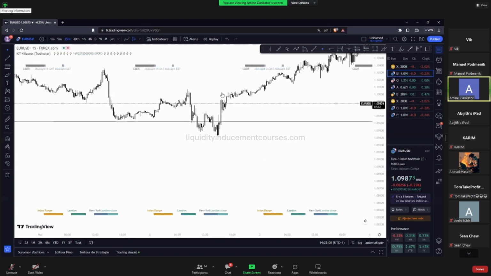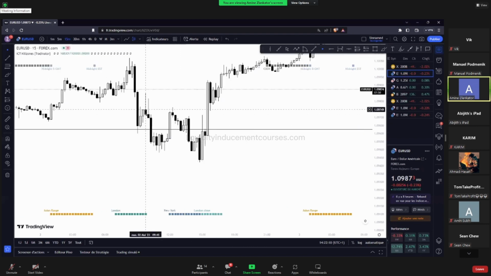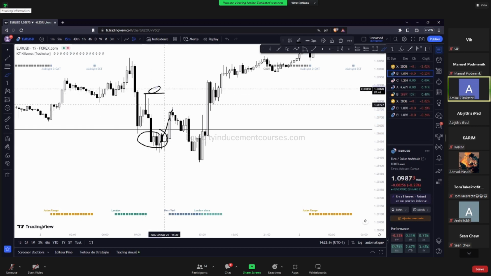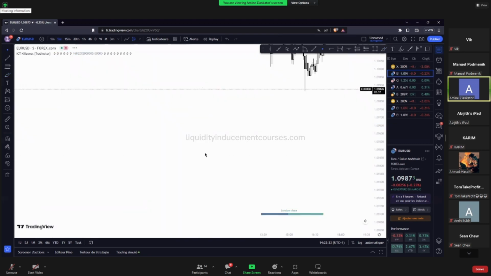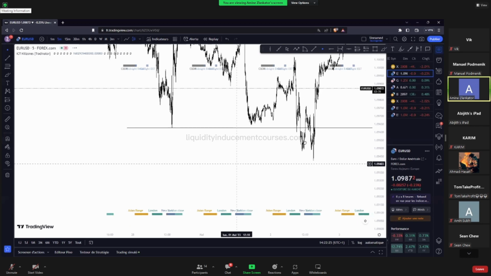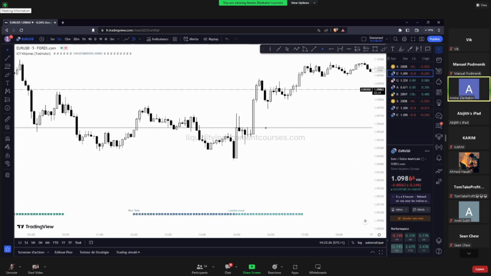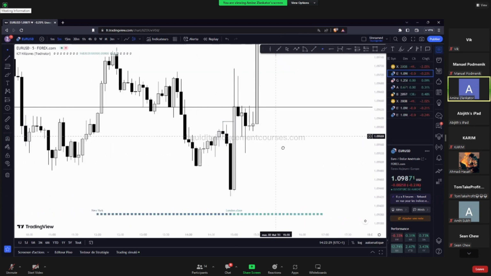So price went lower. It took the previous daily high, but then went up. It did not break this, and then went lower. And then here, it broke this high. Let me show you clearly on the M5. With the wick, it simply broke the wick, as you can see here.